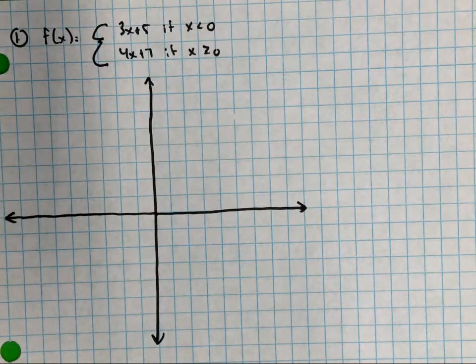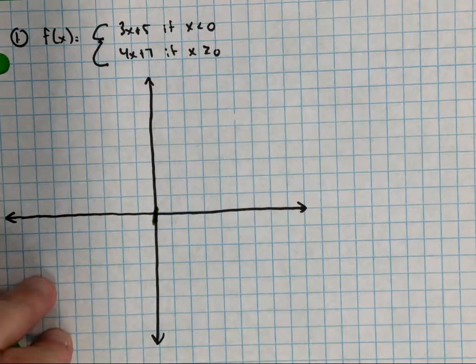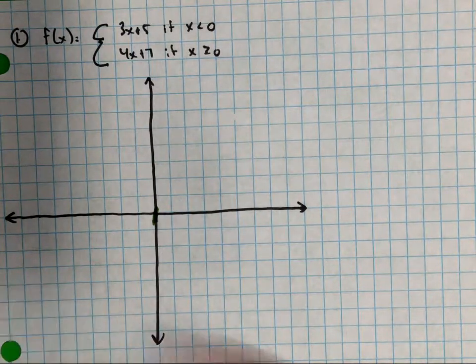Alright, what's my restriction point? 0. So I'm going to make a little indentation. Something going on right there. I'm going to check that in a little bit, okay?